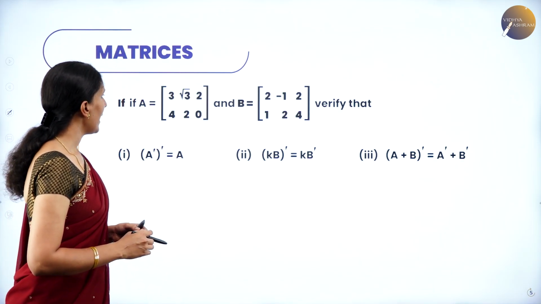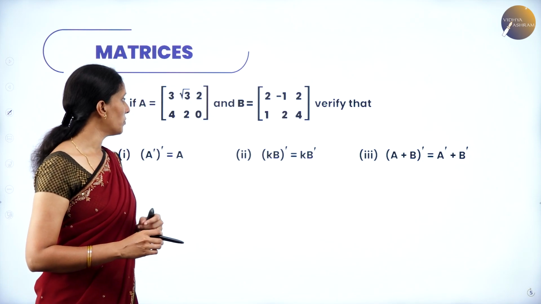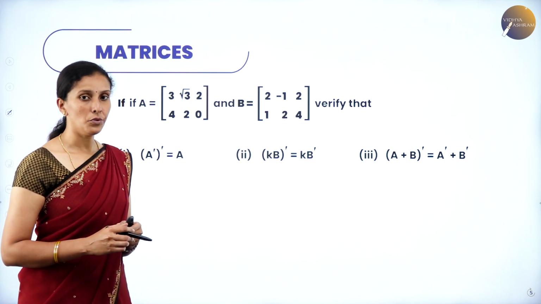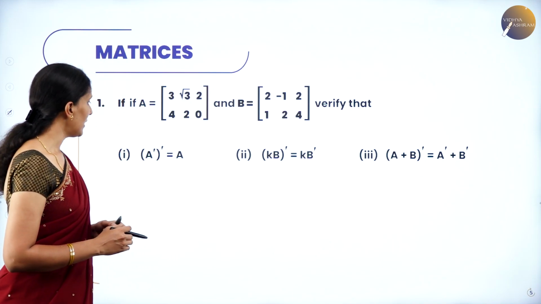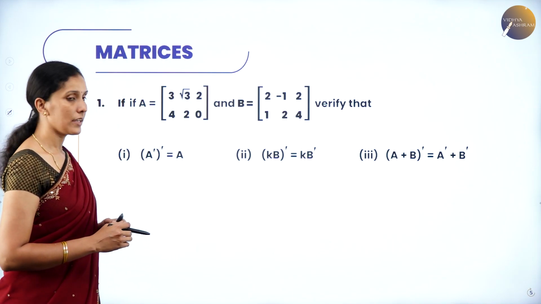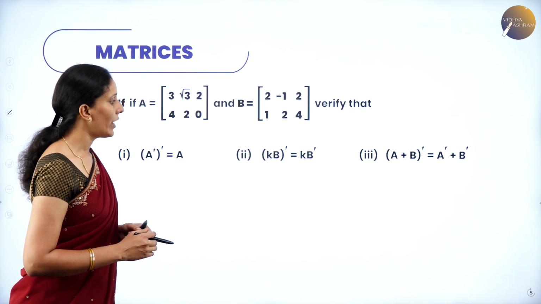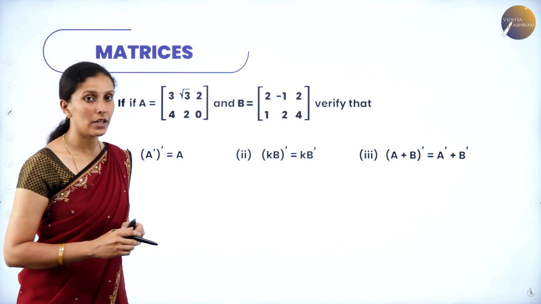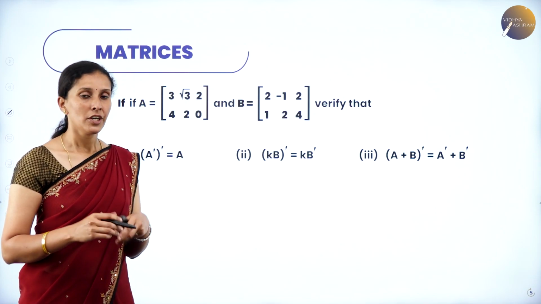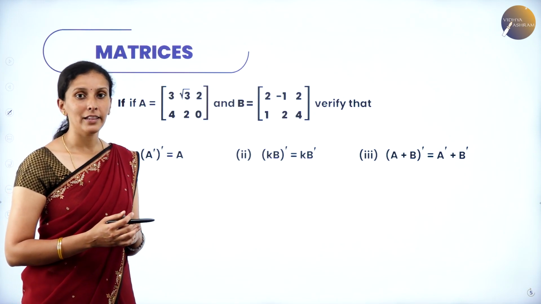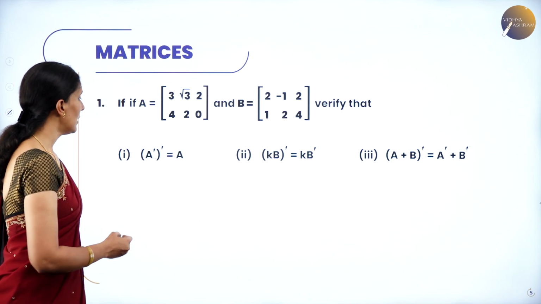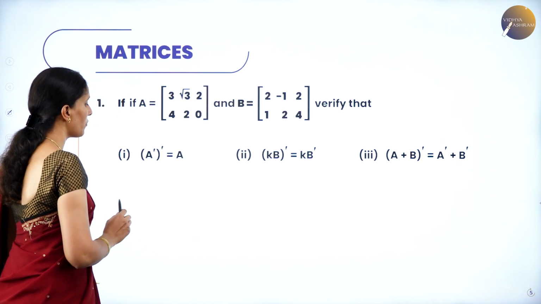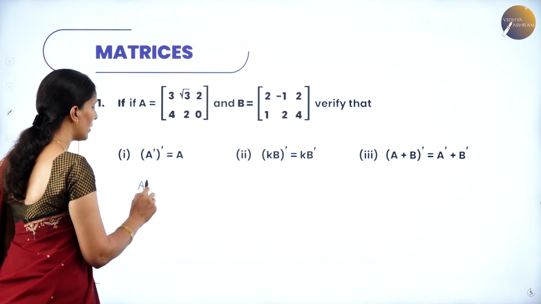If matrix A is equal to [3, root 3; 2, 4; 2, 0] and matrix B is [2, minus 1, 2; 1, 2, 4], verify that A double dash is equal to A, KB whole dash is equal to K B dash, or A plus B whole dash is equal to A dash plus B dash. So instead of dash, you can also say the transpose. So here, let's see now. So we have A transpose, whole transpose. So we have A. So let's solve the first one.